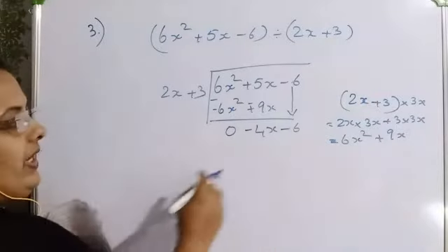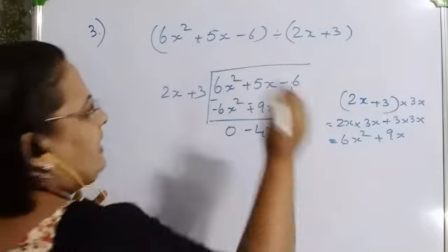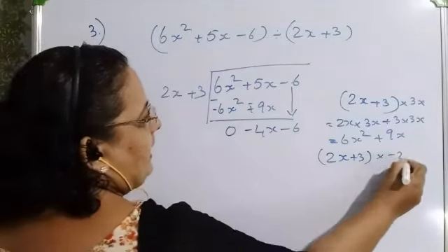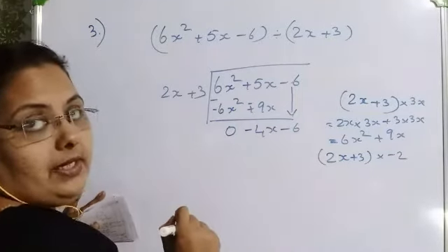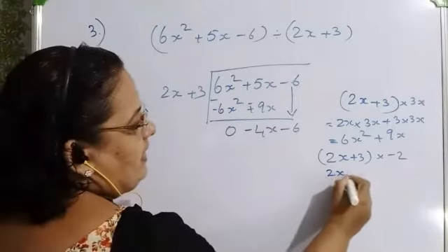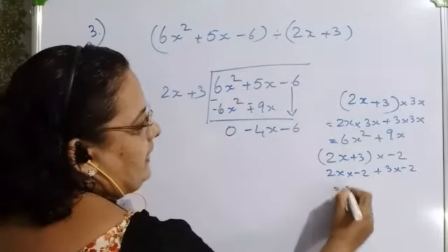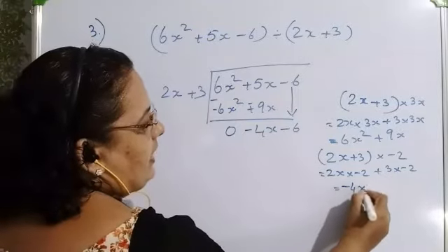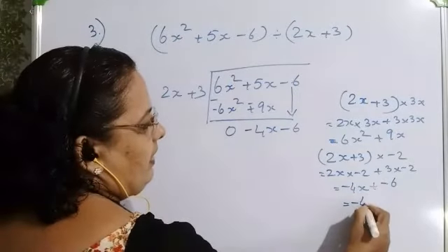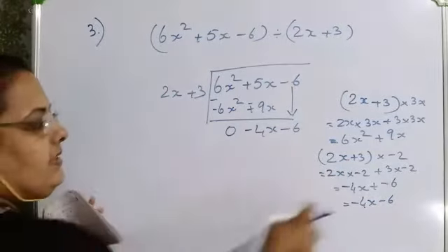Okay. Now what we have to do? We have to make this 2x as minus 4x. For that, what do you have to multiply? 2x plus 3 multiplied by negative 2. Clear? 2x plus 3 multiplied by negative 2. See here, 2x multiplied by negative 2 plus 3 multiplied by negative 2. What will you get here? This is negative 4x plus negative 6. So while writing it the normal way, it will become minus 4x minus 6. So that is what you have.